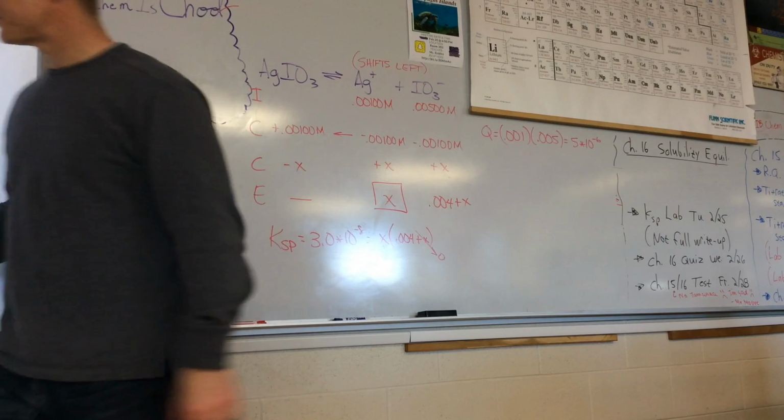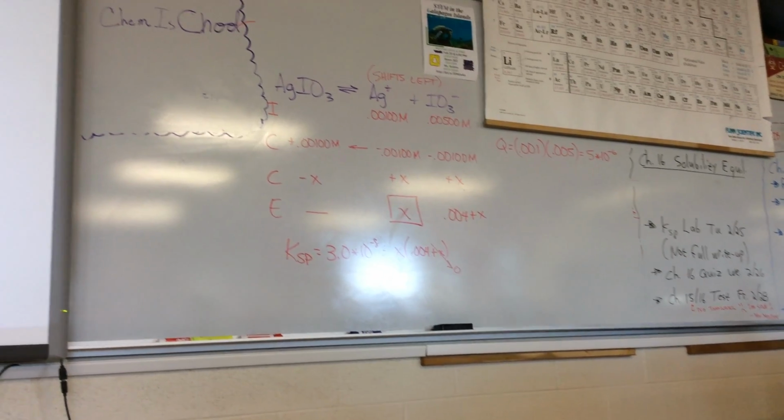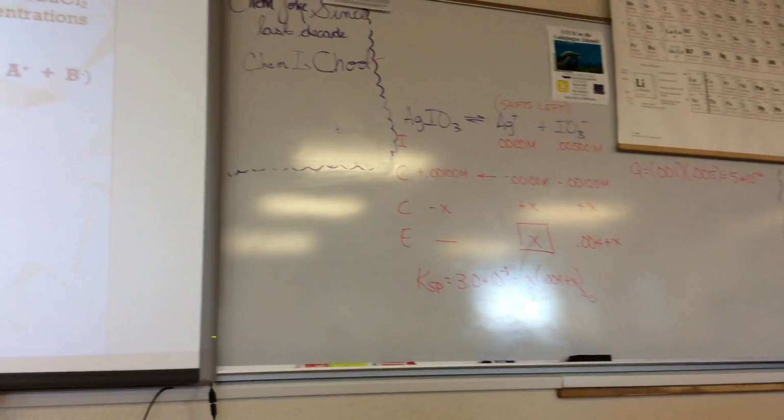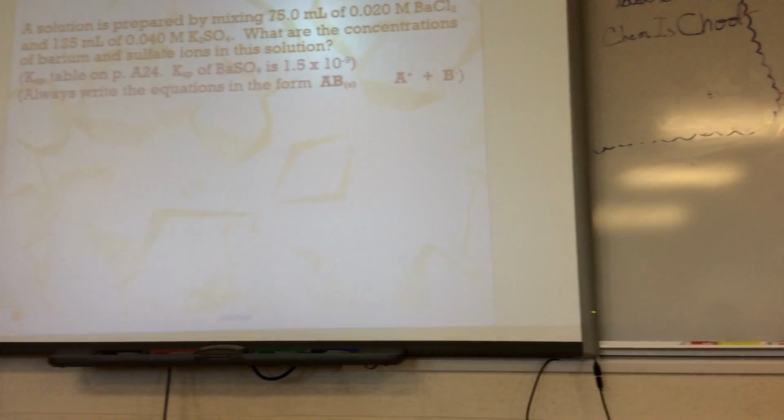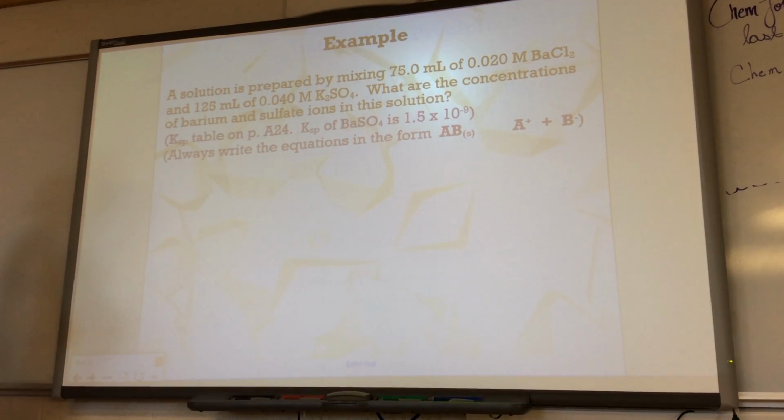So let's try one more. A solution is prepared by mixing 75 mL of barium chloride with 125 mL of potassium sulfate.